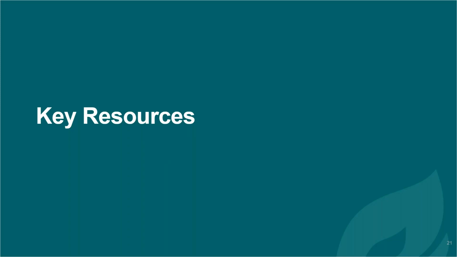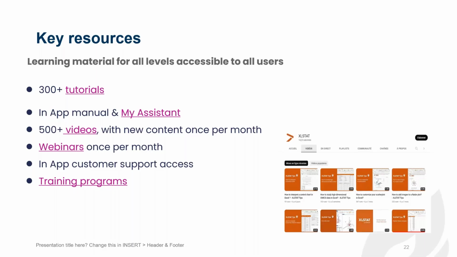So now about the key learning resources that I talked about. We have several different types of learning resources. First, we have tutorials, like online tutorials. We have 300 of them, even more than 300 of them. We also have the in-app manual and the My Assistant tool that I'll show you right after this.